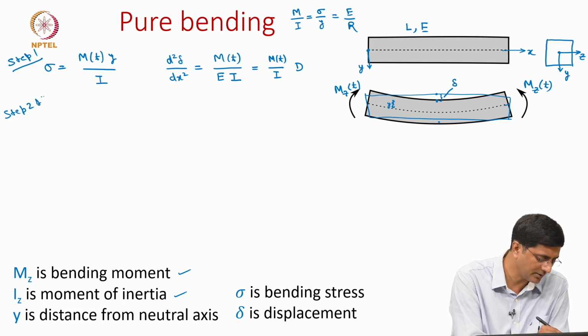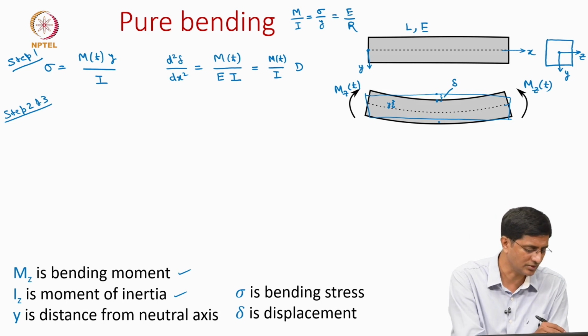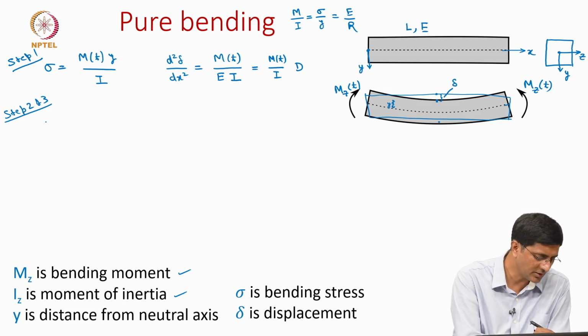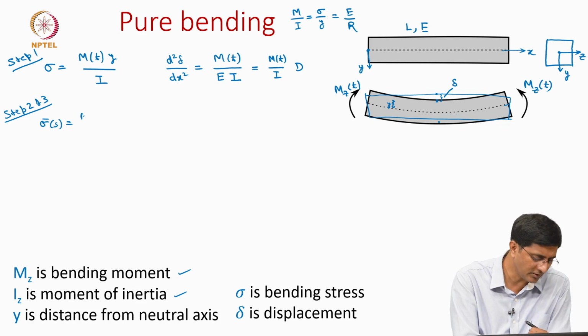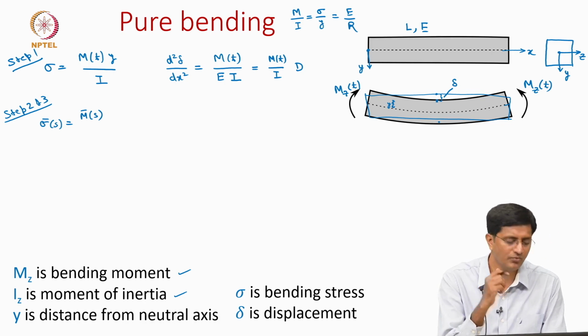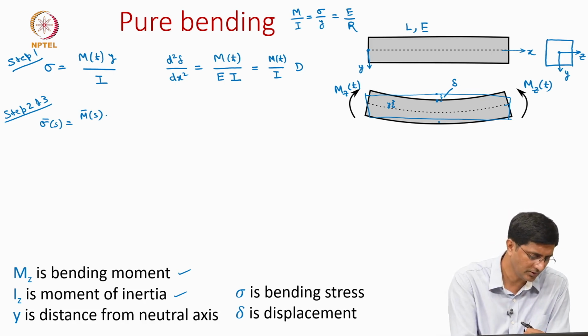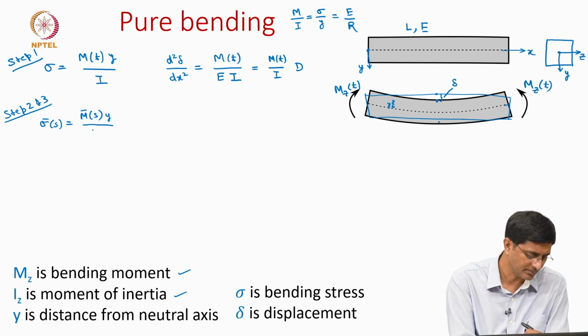Steps 2 and 3, we need to replace the variables and the elastic constant. So, we will replace the sigma with the Laplace, and moment we said is a function of time. So, we will replace that with the corresponding Laplace transform. Y is the distance from the neutral axis, for the moment it is just a constant. I is the moment of inertia, which is again a constant.